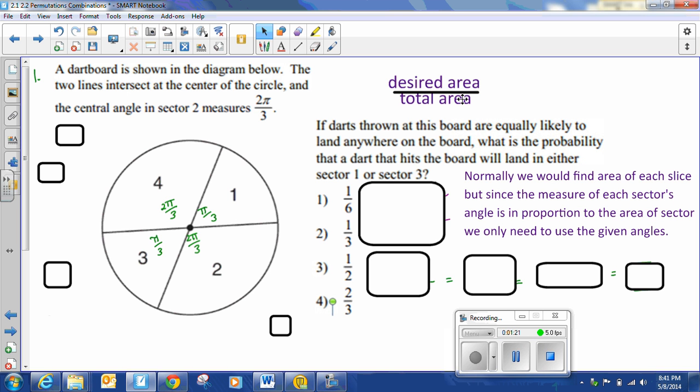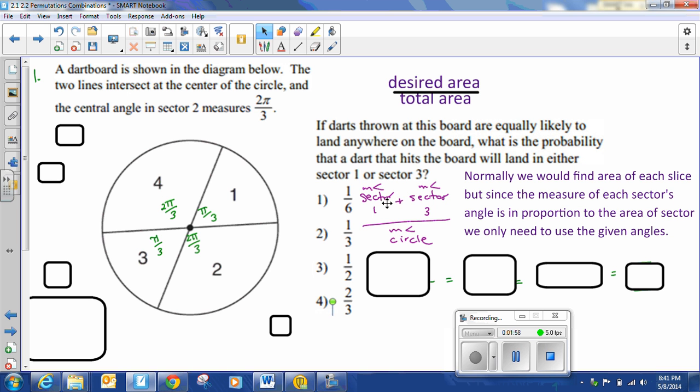Now normally we would compute the desired area divided by total area to find the probability of 1 and 3 out of the entire circle. However, since the measure of each sector's angle is in proportion to the area of the sector, we only need to use the given angles. So basically we're going to add this angle to this angle, divided by all the angles in the full circle. Now I'm not using degrees, obviously, we're using radians. So the formula is sector 1 plus sector 3 divided by the angle measure of the entire circle.